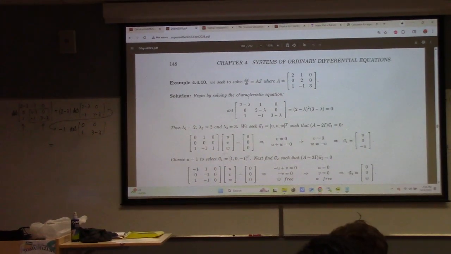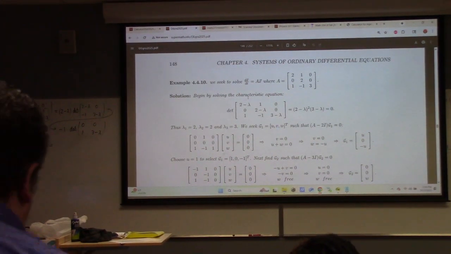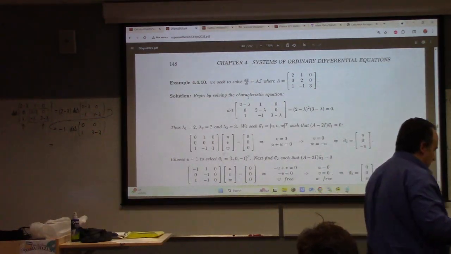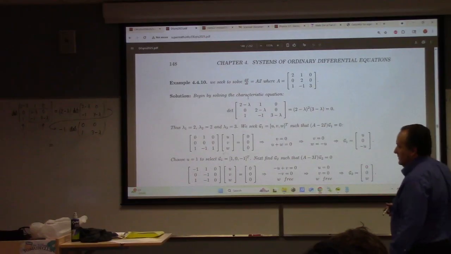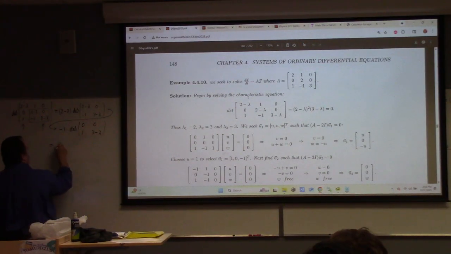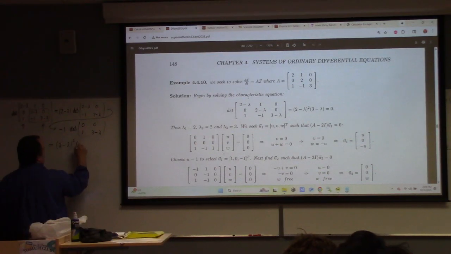Lo and behold, we get the characteristic equation that we got there, because the next step gives the answer: 2 minus lambda squared times 3 minus lambda.